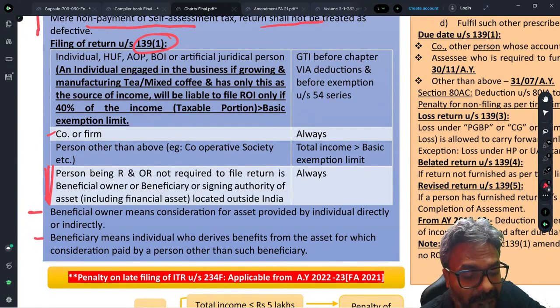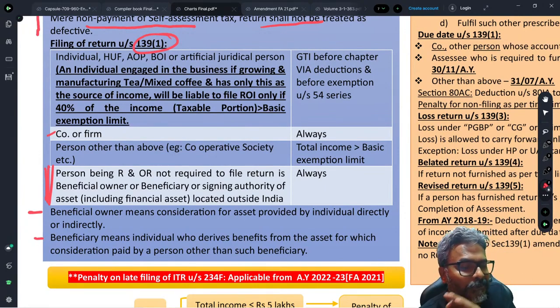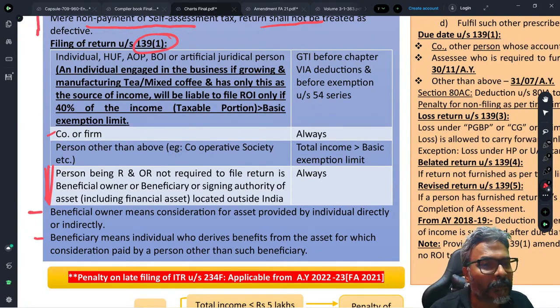Will we be required to file the ROI to that, students? The answer is yes. So this is a criteria for you to ensure that the ROI is required to be filed. So this is a mandatory point, students. This point is mandatory. I hope that all of you are clear with this one.